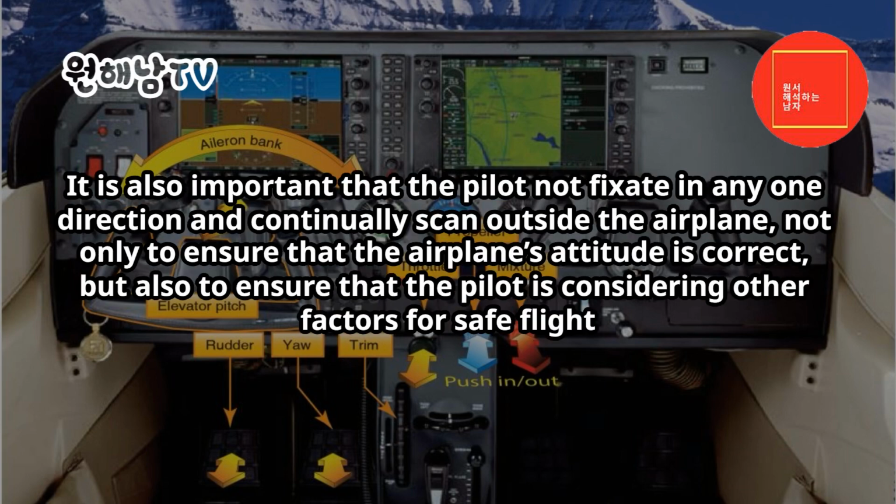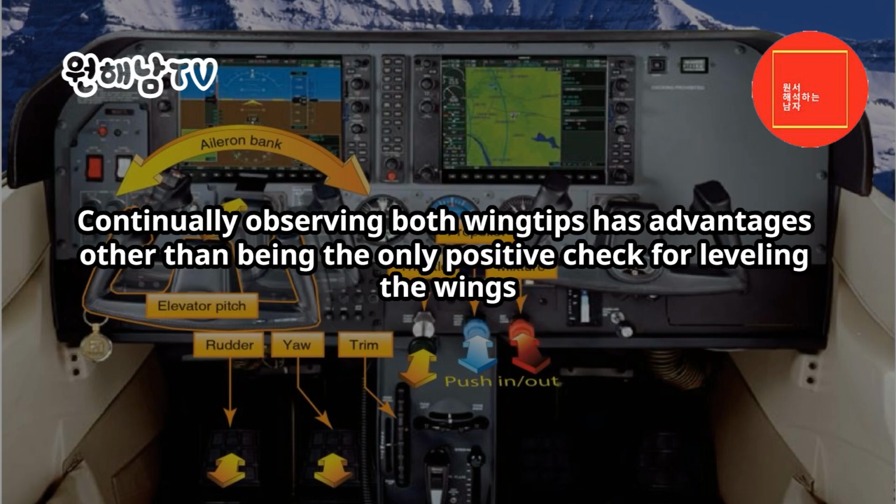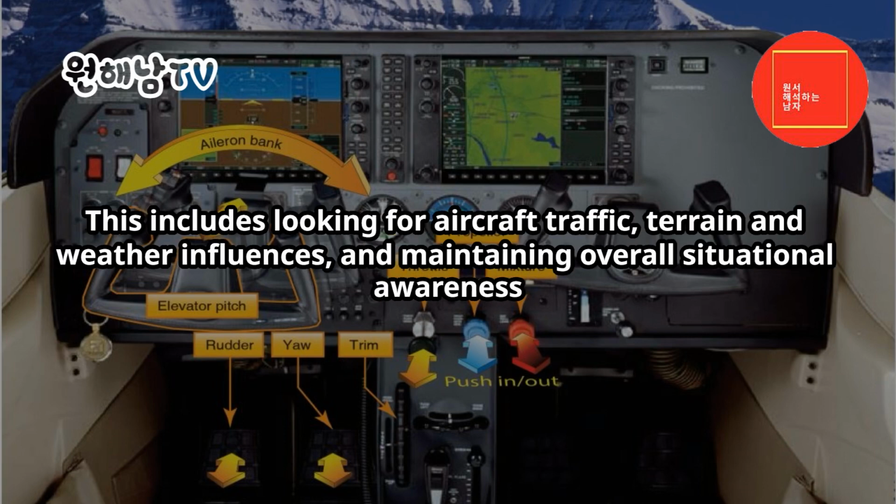It is also important that the pilot not fixate in any one direction and continually scan outside the airplane, not only to ensure that the airplane's attitude is correct, but also to ensure that the pilot is considering other factors for safe flight. Continually observing both wingtips has advantages, other than being the only positive check for leveling the wings. This includes looking for aircraft traffic, terrain and weather influences, and maintaining overall situational awareness.